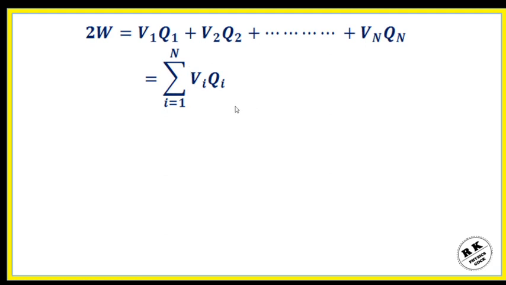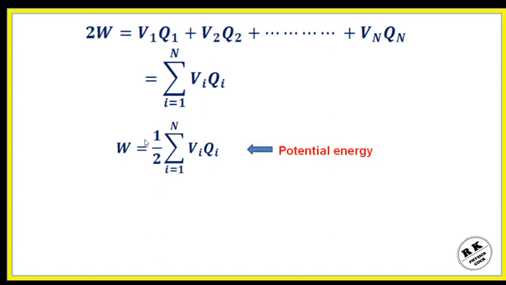Now if we write for W, it becomes half times summation of Vi Qi from i equals 1 to n. So this is the work done in making n number of charges into a single assembly, that is, to make a system of n number of charges. This work will be stored in that system as potential energy. So if anybody asks what is the potential energy of n charges, it will be like this.